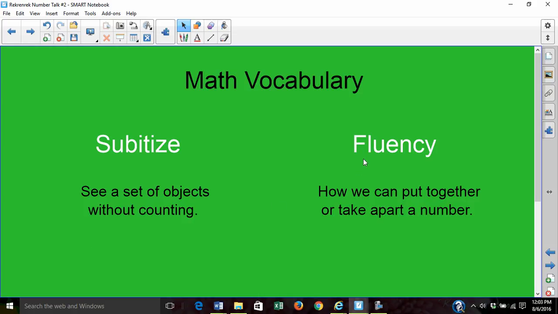Our next word is fluency. Please say that word with me. Fluency. Fluency means we can learn numbers that go together to make a bigger number.